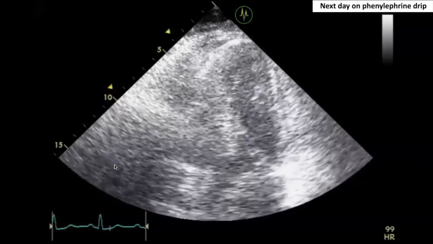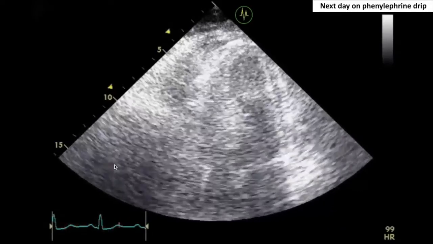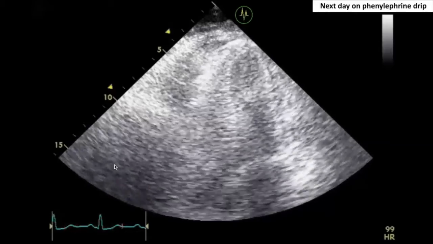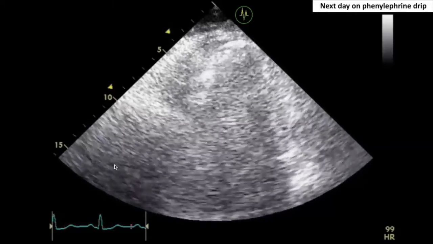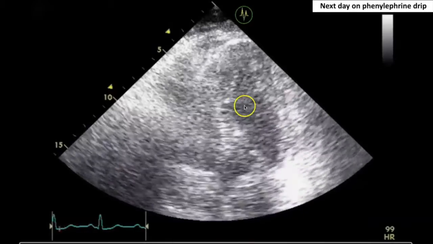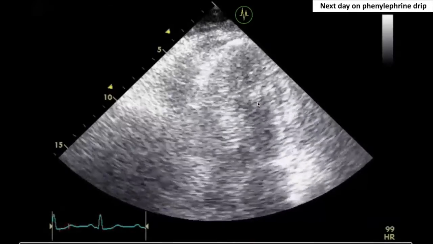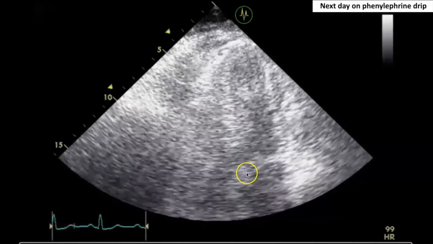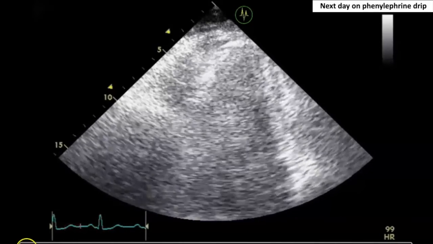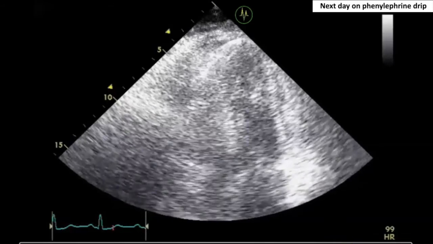So this is what we did. We placed the patient on a phenylephrine drip, and this is the clip that we saw 24 hours later. Nice thing about echo, you can use that as a monitor. Even though it's a spot monitor, it's a very useful monitor. You can see here at 24 hours, the left ventricle is slightly more full than the day before. Still hyperdynamic. You can still see the dynamic obstruction here. I can stop it again and go back and forth and show you.